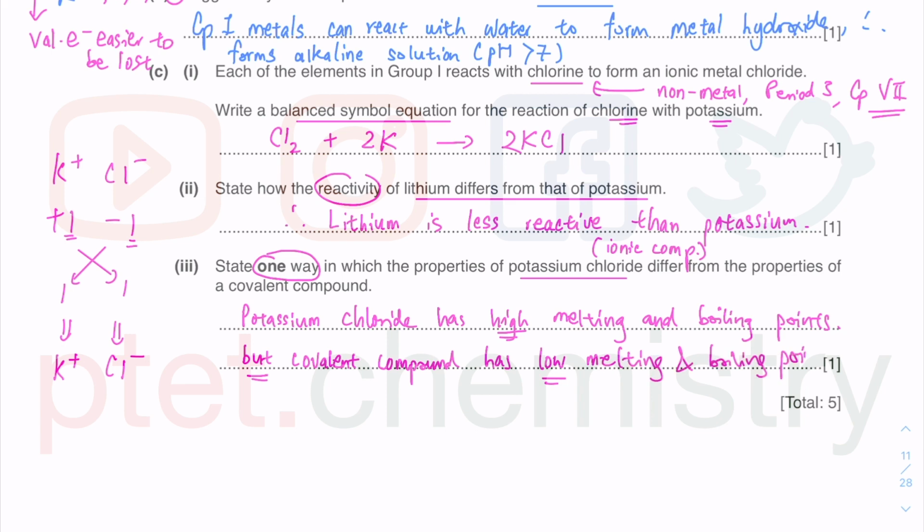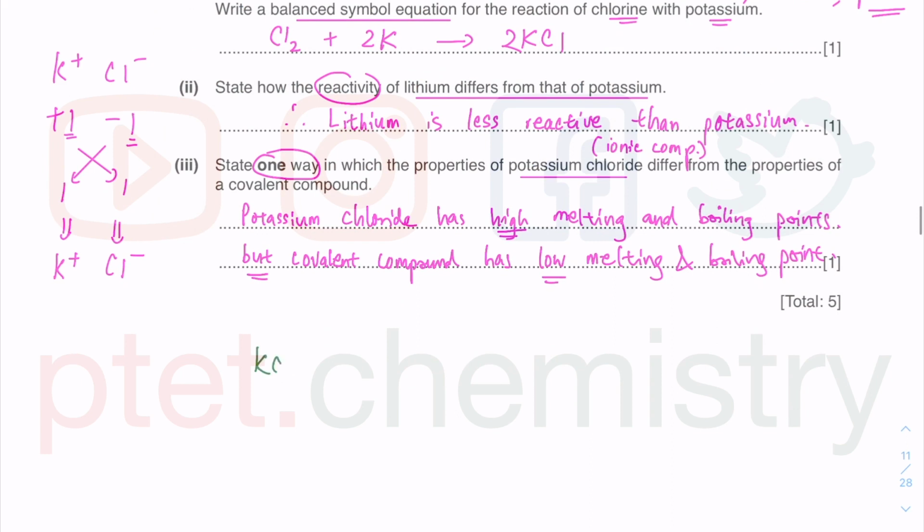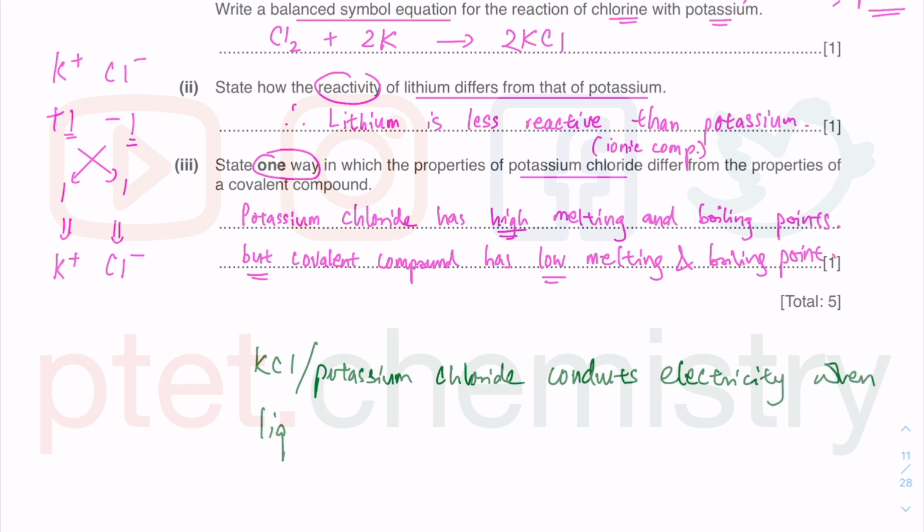If you want, you can talk about conduction of electricity. Potassium chloride does not conduct when solid, but they conduct when they are liquid or aqueous. Alright, so I can use KCl or you can use potassium chloride, whichever one you want. So potassium chloride conducts electricity when liquid or aqueous, not when solid.